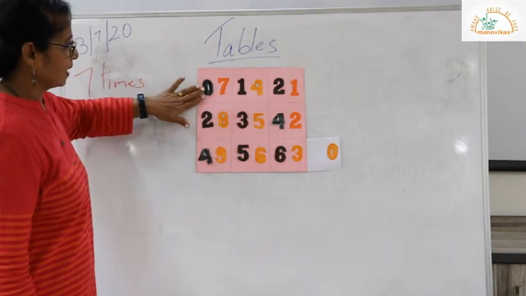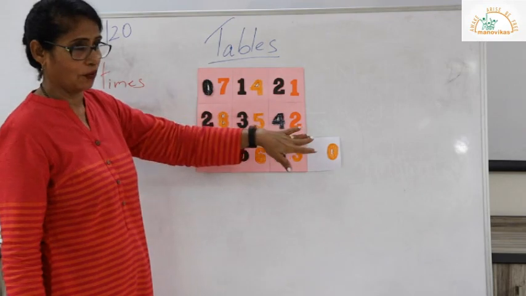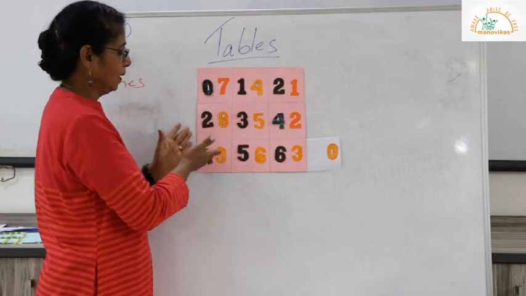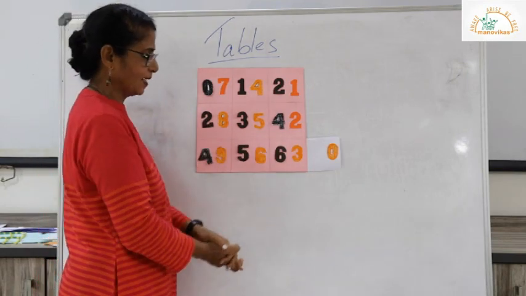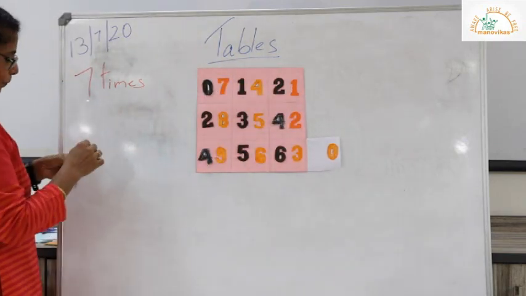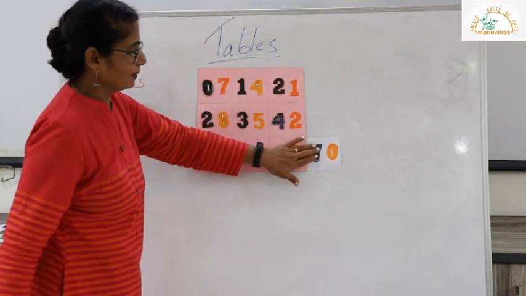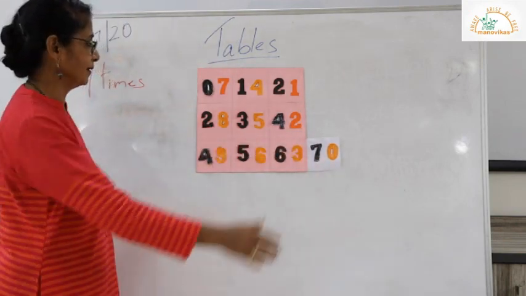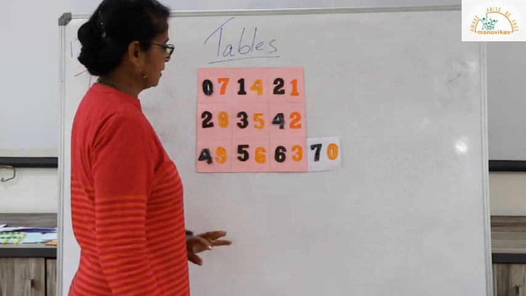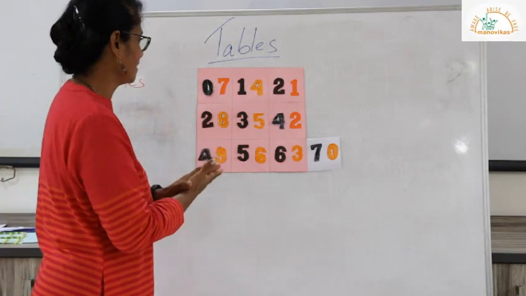Here we have 0, 1, 2. In the middle row, we have 2, 3, 4. In the bottom row, we repeat the number 4 and we go in the sequence of 4, 5 and 6. And in our last row, we write number 7. So the numbers in black are in the tens place and the numbers in orange are in the ones place. Now what we have done is we have got a table of 7.